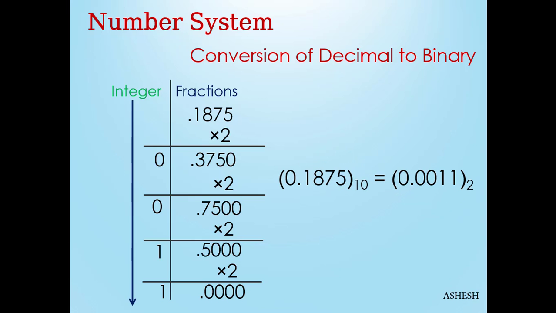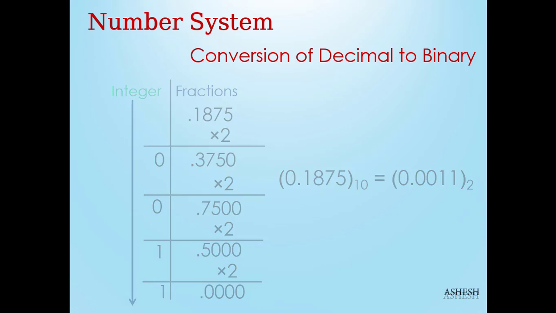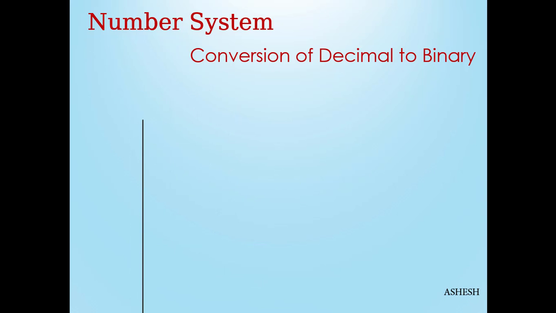So our answer is decimal number 0.1875 equal to binary number 0.0011. Let's do another one. Multiply 0.05 by 2.